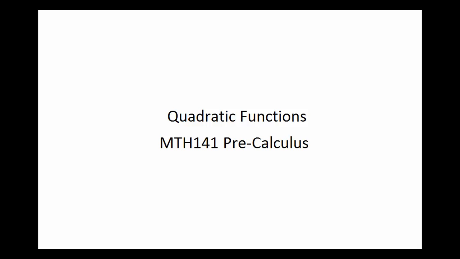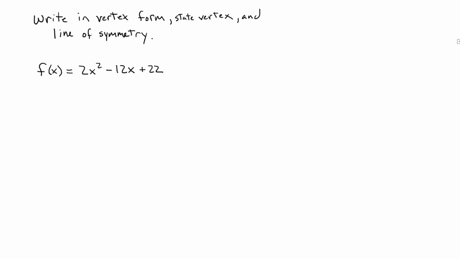In this video, we're going to look at quadratic functions. We're going to look at general form, vertex form. We're going to learn how to find the vertex and the line of symmetry. In the first example, it says, write in vertex form, state the vertex and the line of symmetry.